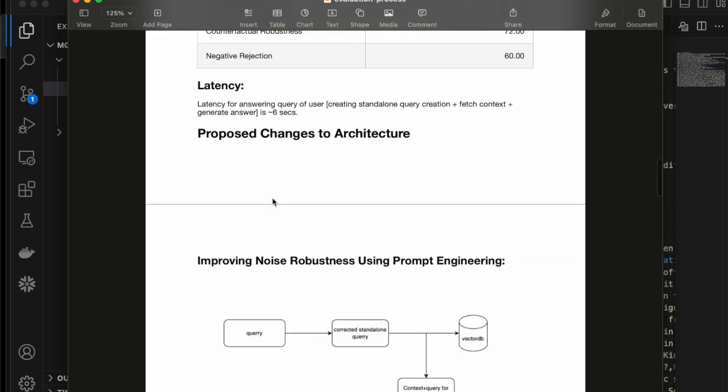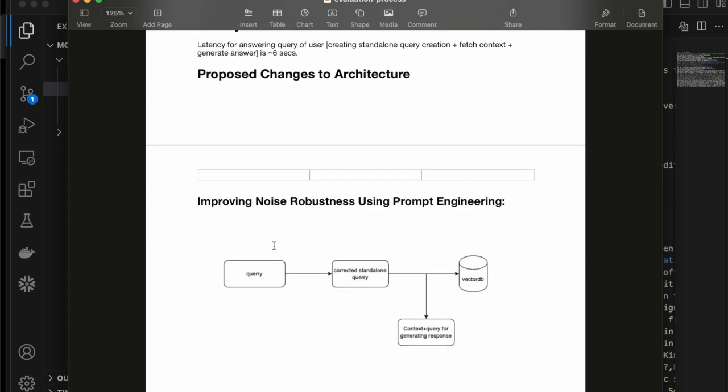Next, latency for each query to get the response, which includes standalone query creation, fetching context, and generating the answer. In total it took around 6 seconds because we are calling the LLM twice here. So for the back and forth of query creation and answer creation, it takes around 6 seconds, of which 4 to 5 seconds is for the LLM response inference.